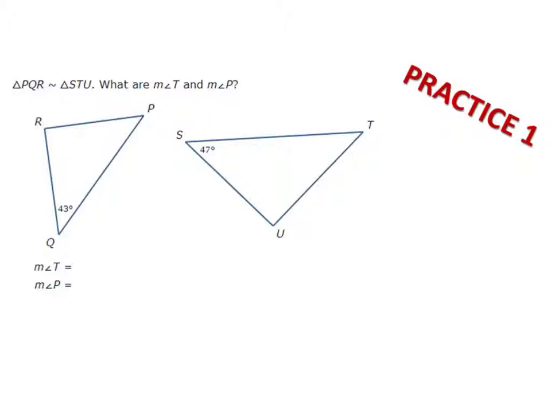Here's practice 1. These two triangles are similar. What is the measurement of angle T and the measurement of angle P? Make sure you look and see where they are located in the letters of the triangle and match them up to the other triangle.